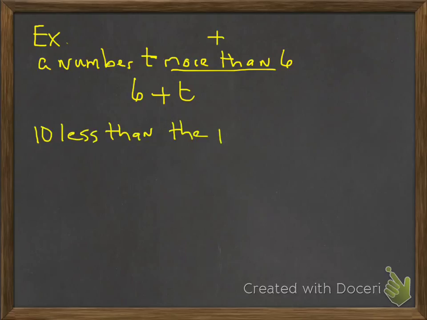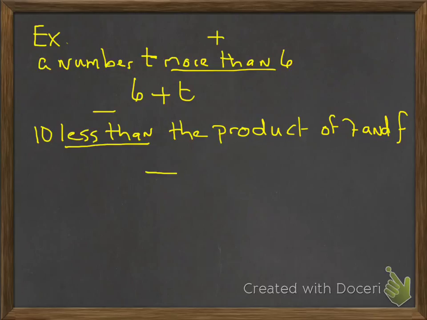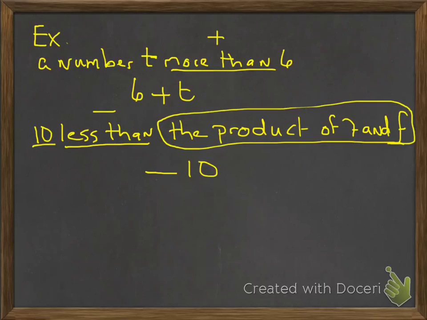Speaking of 10 less than the product of 7 and f. So here is my example of what I mean, because with subtraction, it's very important. Minus goes there. The 10, which is in front, will go after the minus, but the product of 7 and f will go in front of the minus. So they kind of switch around. And there's your expression.